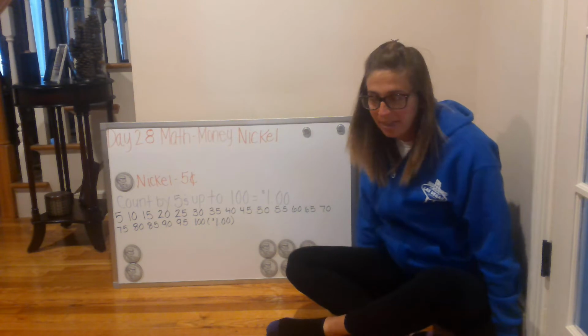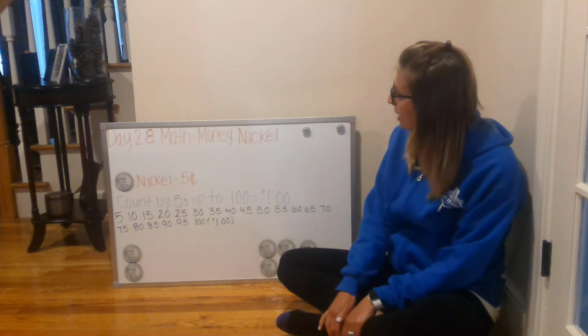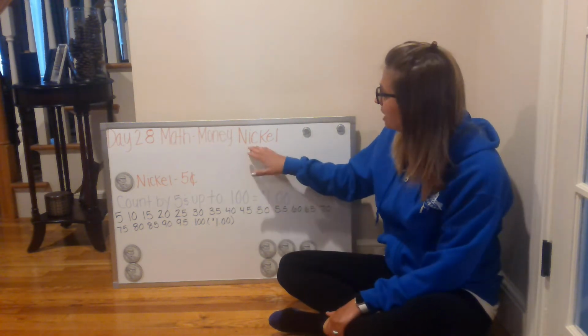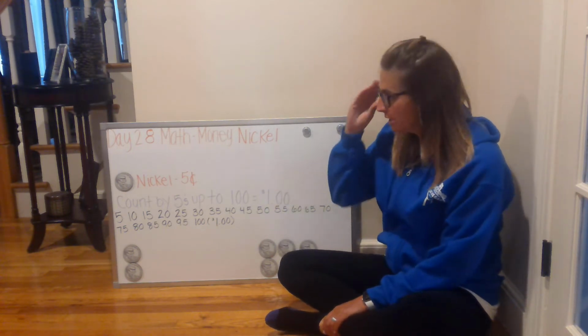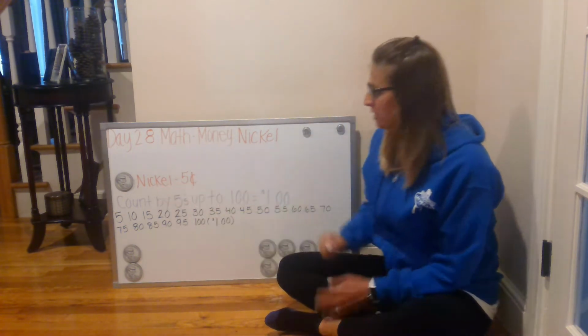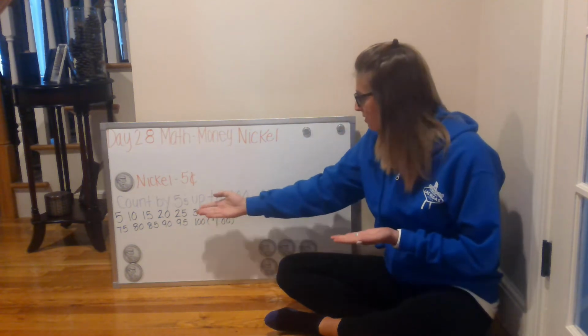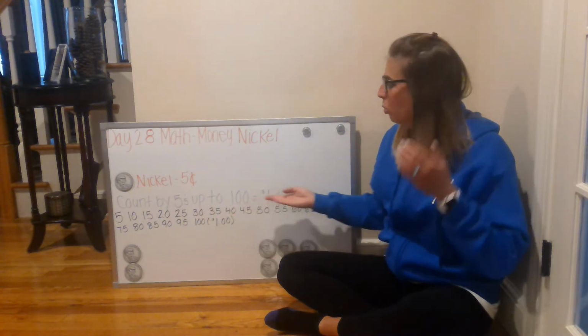Welcome back for math. Today for math we're going to be talking about money, but more specifically just working with nickels. So let's just review what a nickel is. A nickel is worth 5 cents. So we count by fives up to 100, which equals $1.